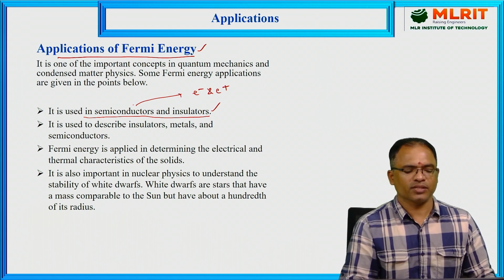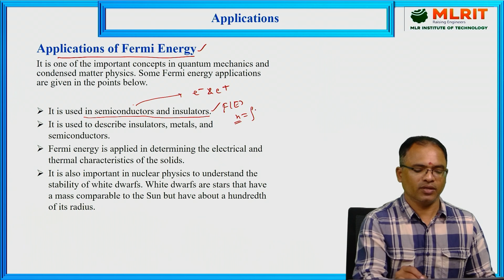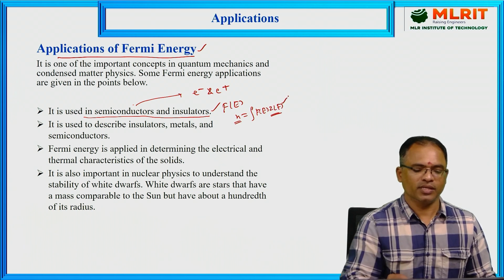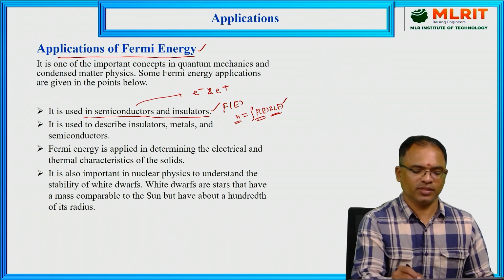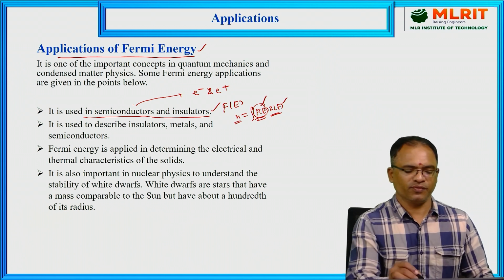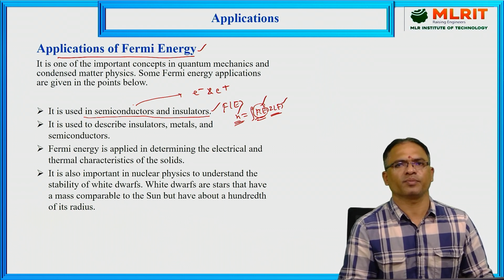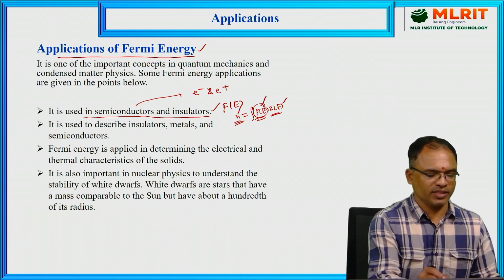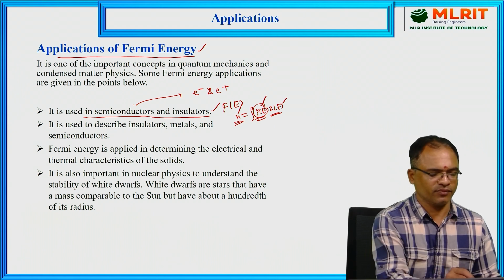So carrier concentration we can calculate using this Fermi function f of E. We have one expression, small n equal to the integral of f of E times z of E, where z of E is called the density of states function and f of E is called the Fermi function. This is the place where we use the Fermi function. Using the Fermi function, one can calculate the concentration of charge carriers in a given semiconductor. That is the first and foremost application of the Fermi level or Fermi energy or Fermi function.